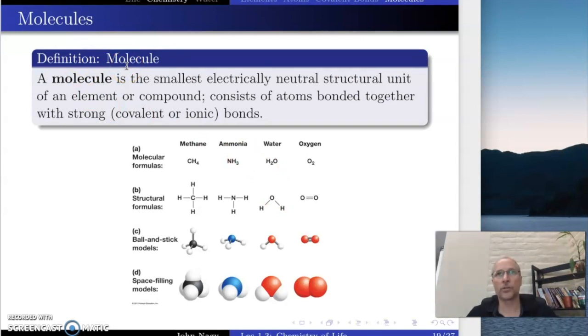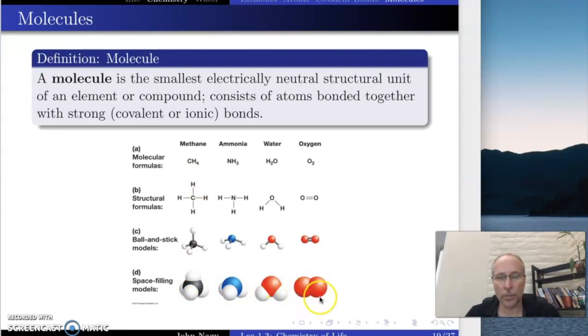An element, or an atom I should say, is a single smallest unit that's electrically neutral of a particular element or elementary substance. A molecule is similar except that it has to have more than one atom attached together. Okay, so a molecule, by the definition in your textbook, is the smallest electrically neutral structural unit of an element or a compound. By structural unit, what we mean is this object right here is a structure. That's a structural unit of an element or a compound.